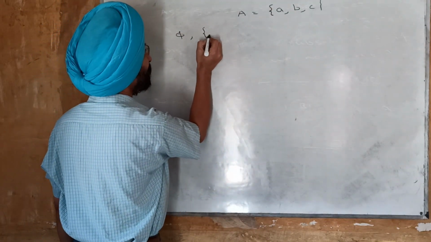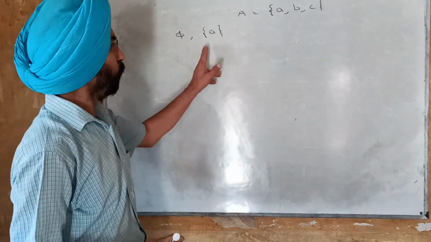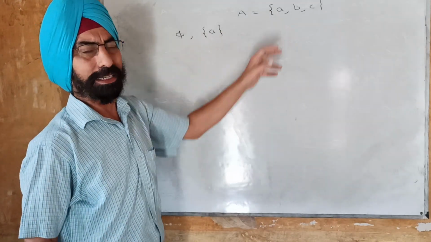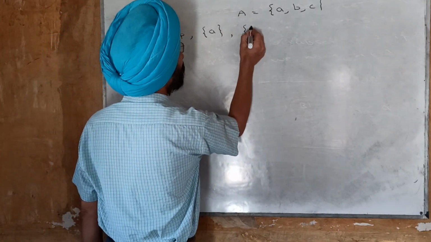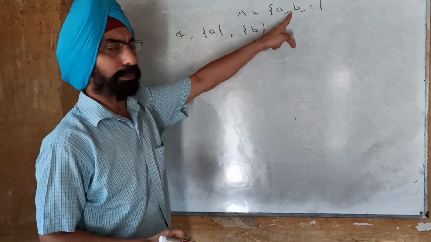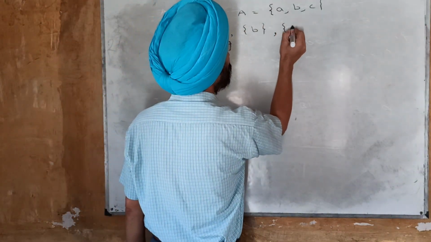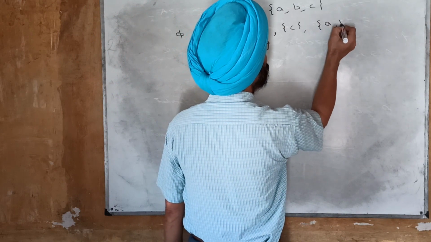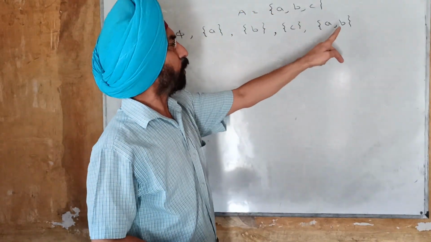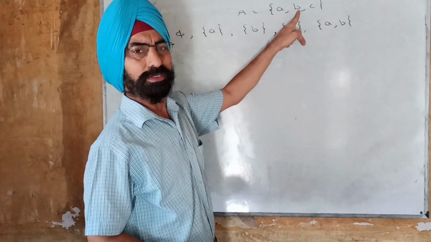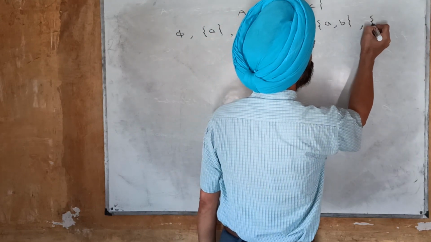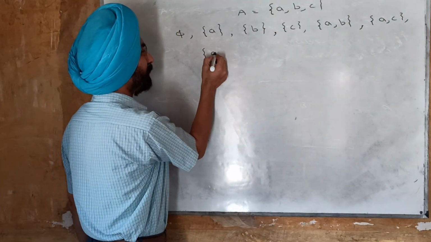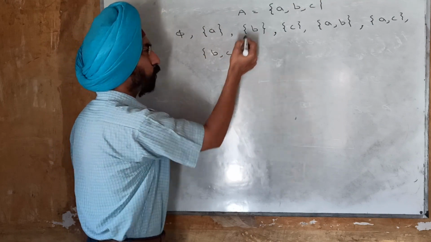Then you can write the singleton set A. This set is also a subset of A because it contains only one element A and that is also there in capital A. Similarly, the singleton set B is also a subset of A. Singleton set C is also a subset of A. You write two elements in the set A and B. Then this set is also a subset of A because every element of this set is also a member of the set A. Similarly, the set consisting of two elements A and C is also a subset of A. The set consisting of the elements B and C is also a subset of A.